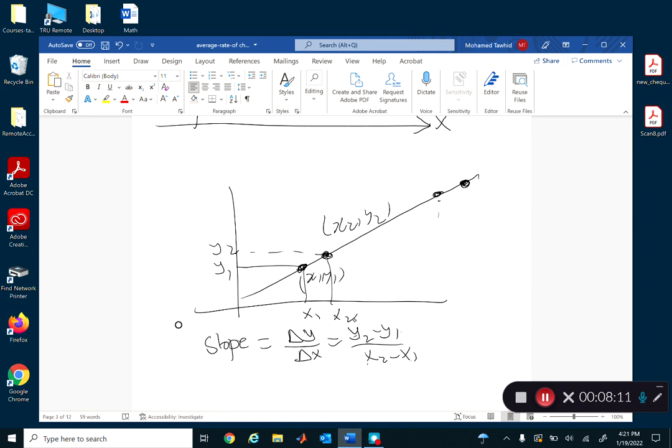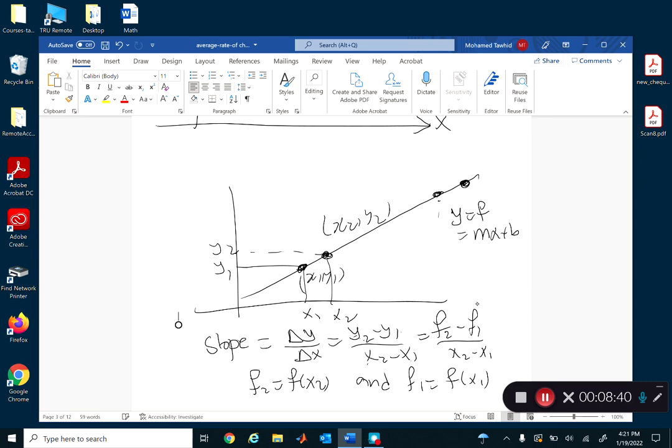If that is a linear function, like your y equals f of x, which is mx plus little b, what is your y2? y2 here will be your f2, so the slope is f2 minus f1 over x2 minus x1. f2 here means your f at x2, and f1 is your f at x1. So that is your slope, guys. That is our slope if you have a linear function.